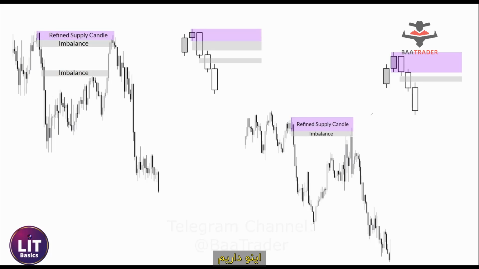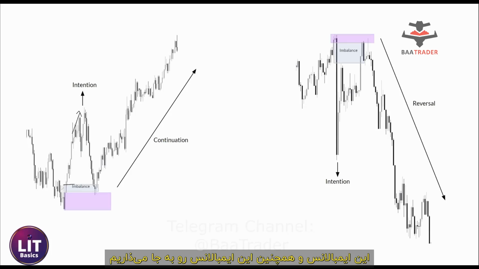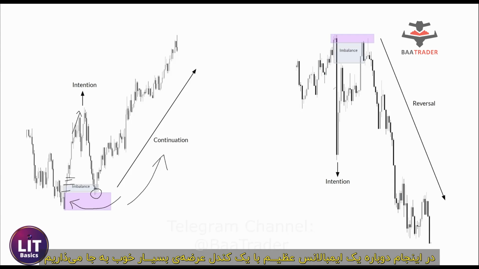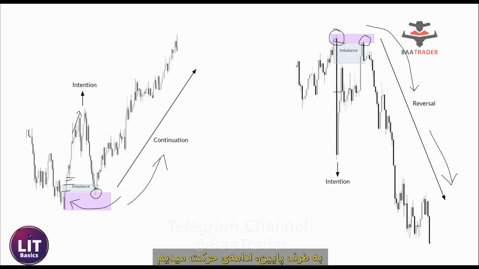Next, we have this. We show our intention by pushing away, and then we leave this imbalance as well as this imbalance. We come and fill the full imbalance while also coming into the demand candle and continuing away. Again, here we leave a huge imbalance with a very nice supply candle, tap back into it, complete the reversal, and continue downwards.